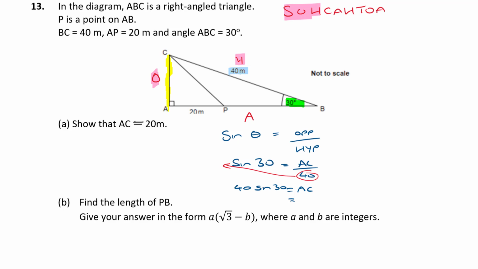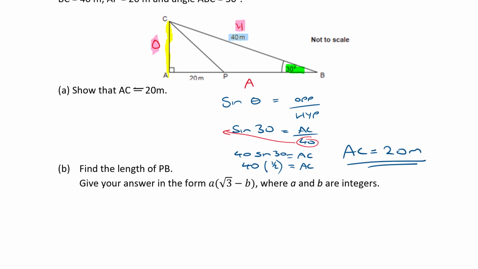Okay, so I'm going to take sine 30 from my knowledge bank of sines and cosines that I need to remember and sub it in. Okay, so 40 times a half is equal to AC, so that makes AC equal to 20 as required.